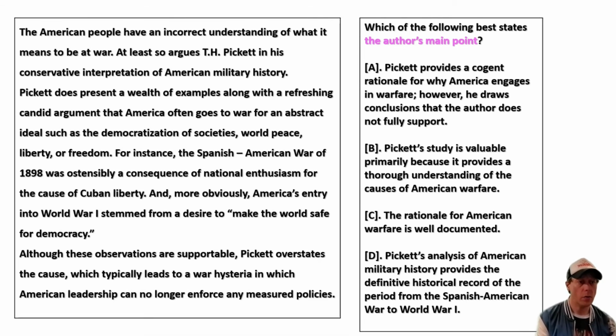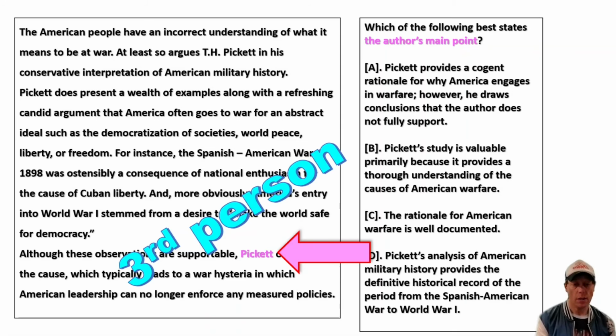Okay, so the question here is, which of the following best states the author's main point? And the author's main point basically means the author's opinion. If you look down at the last paragraph, you'll notice the author of this text uses the third person, Pickett here, which indicates that this author is referring to the author of another text. That's a good clue. That should indicate that this part of the text indicates an opinion of the author.